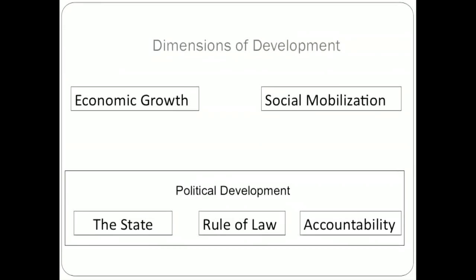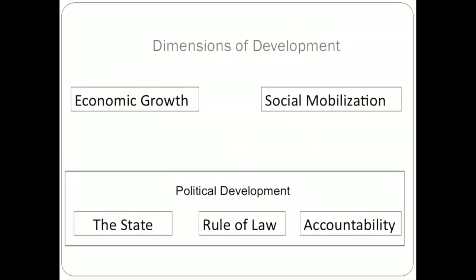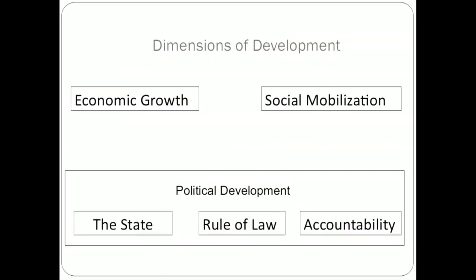But I think that there's also a distinction to be made between procedural accountability, which is following those rules, and what I would call substantive accountability, meaning does the government actually do things that citizens want it to do, okay? So this is an interesting question. Does procedural accountability always guarantee substantive accountability or not?